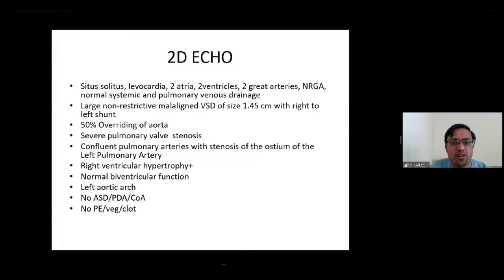Sir, based on 2D echo, sir, there is a ventricular septal defect with a pulmonary stenosis, sir, and with a 50% override is present, sir. And there is a presence of confluent pulmonary arteries with a stenosis of the ostium of left pulmonary artery, sir, with the right ventricular hypertrophy, sir. So all these features point towards the presence of a diagnosis of a tetralogy of Fallot, sir, with a right to left shunt, sir.